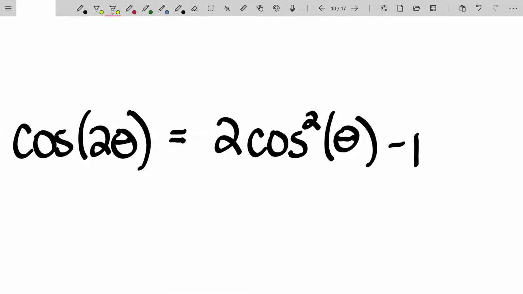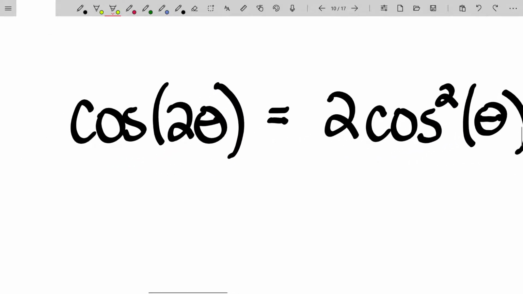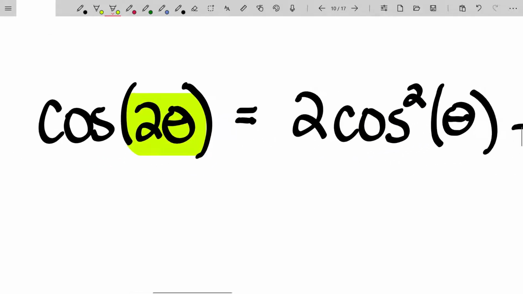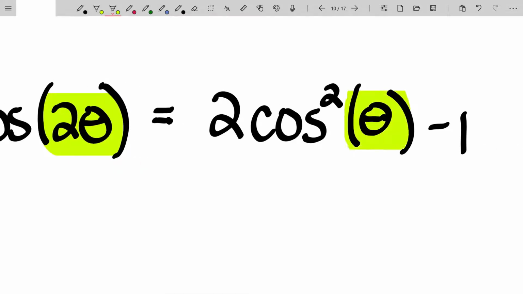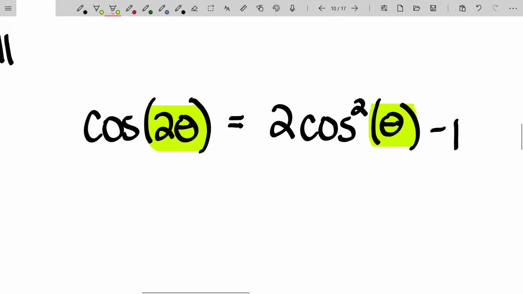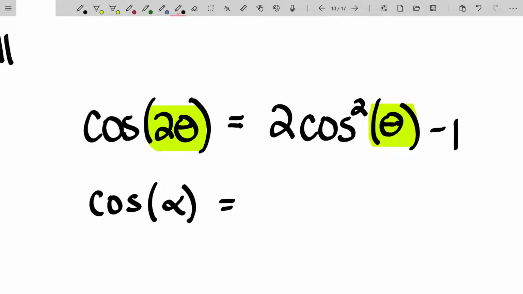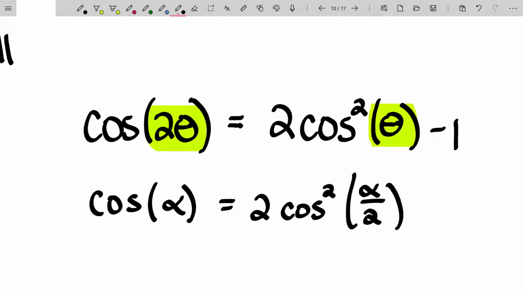You could say, well, if I have an angle, a single angle here, the cosine of the double angle is related by the cosine of the double angle being twice cosine squared of the single angle minus 1. But there's a better way to think of this. Cosine of an angle is equal to twice the cosine squared of half of that angle minus 1. That is, you could have written this formula as follows.